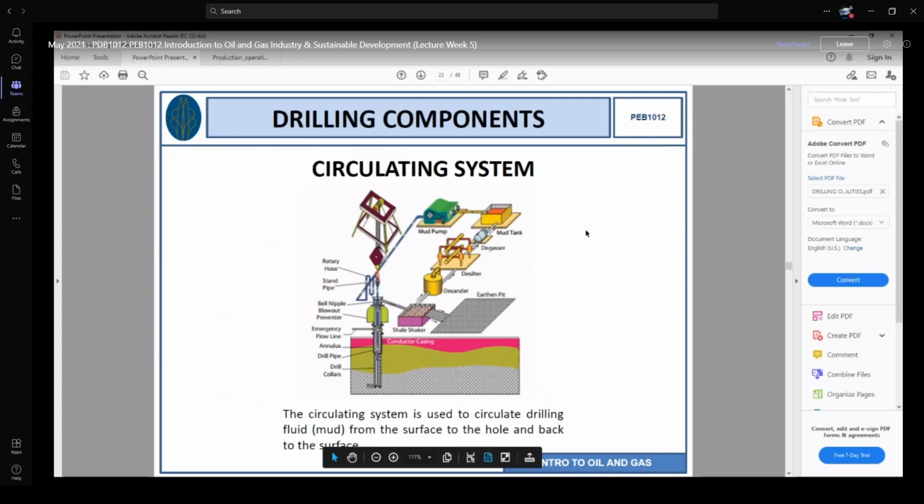The next system is the circulation system. As you can see, the circulation system circulates something. Circulate means we are going to circulate the drilling fluid. Without the circulation system, we are not able to cut the new formation, and we cannot get the cuttings from the bottom back to the surface. We need some medium to get that cutting back to the surface. That medium is called the drilling mud.